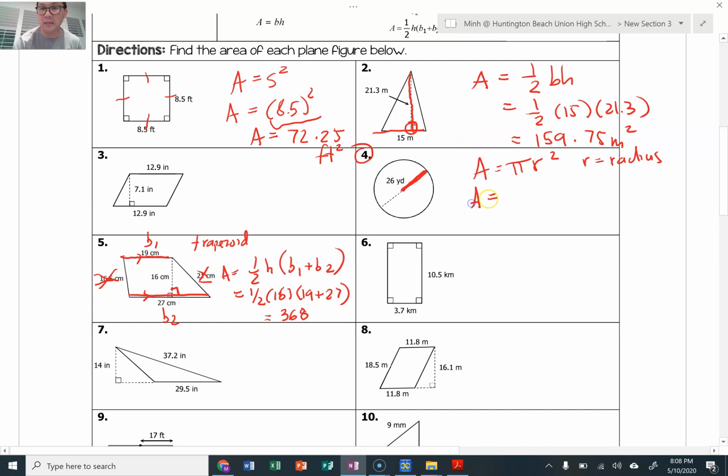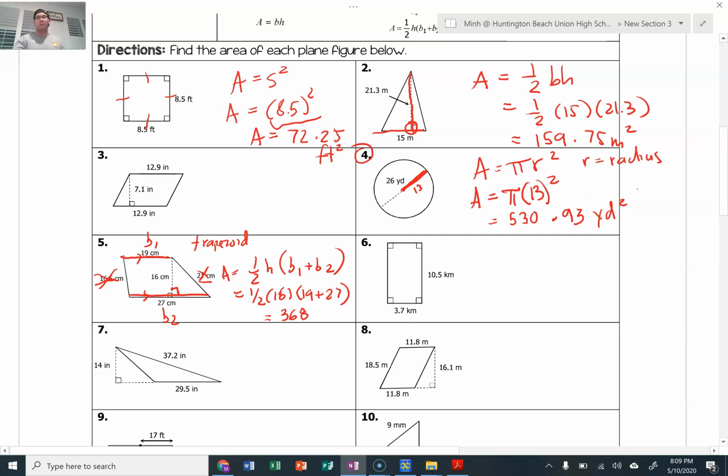So area is equal to pi r squared, right? And then you can go 13 squared because half of 26 is 13. And then you can put that into your calculator. A couple of things: you can use 3.14, or you can put the pi symbol in. I have the pi symbol on my calculator, and that's going to net me, if we do it correctly, 530.93, you can go 2 decimal places, and this is going to be square yards.